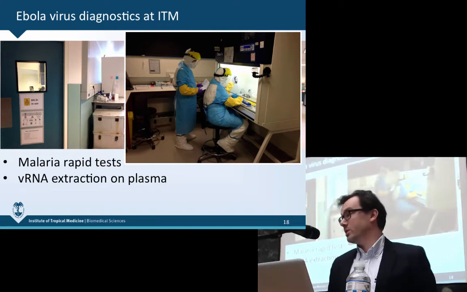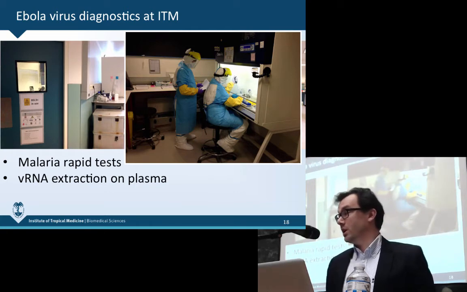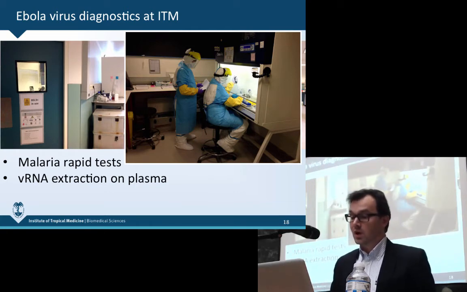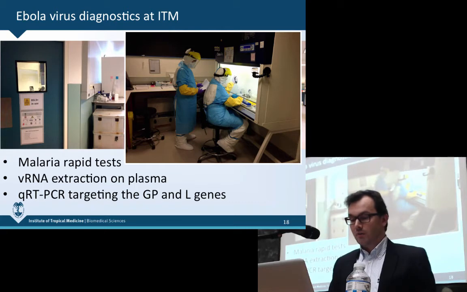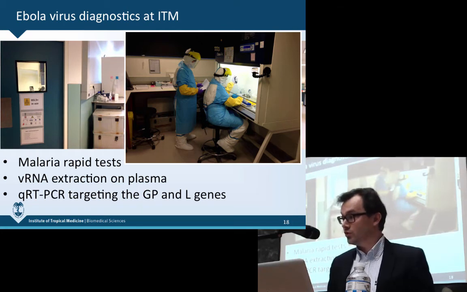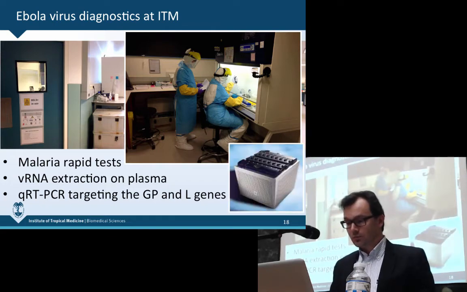We do the malaria rapid tests in the BSL-3 lab as well. We extract DNA from whole blood to do Plasmodium PCR, and also do viral RNA extraction on the plasma, because that has the highest sensitivity, to do then reverse transcriptase PCR, targeting 2 different genes. We target the glycoprotein gene, that's an in-house PCR, and an L gene PCR, which is commercially available.